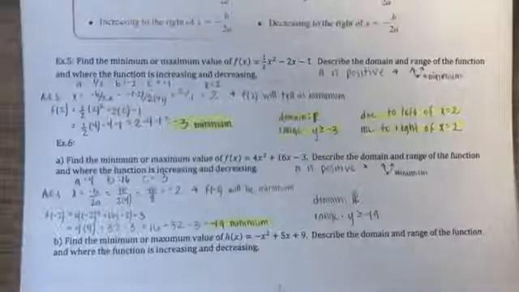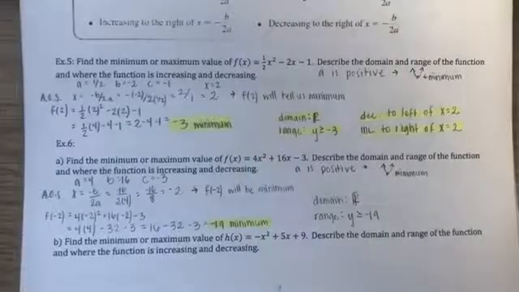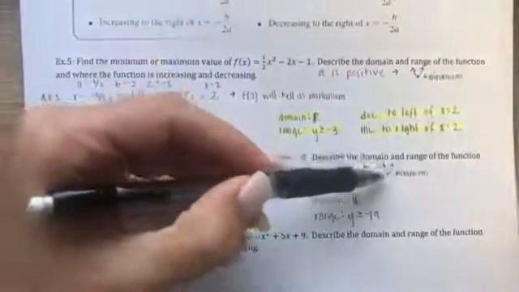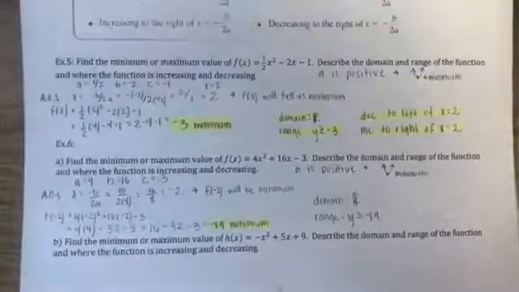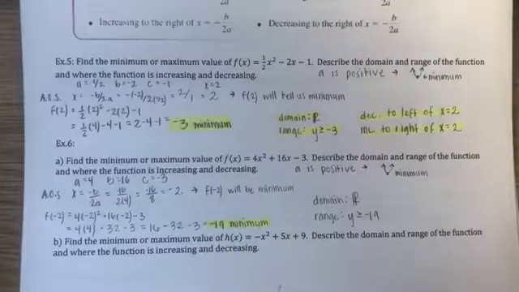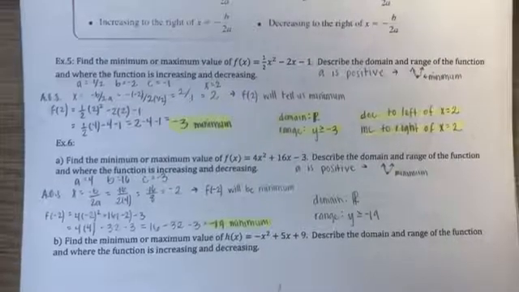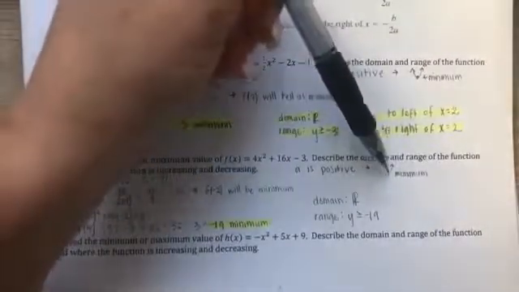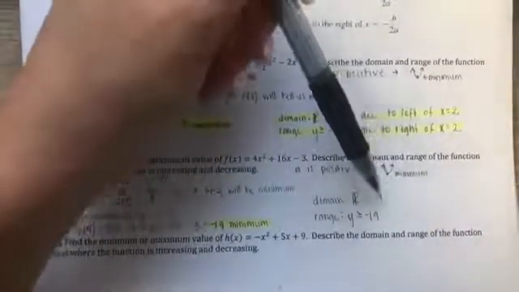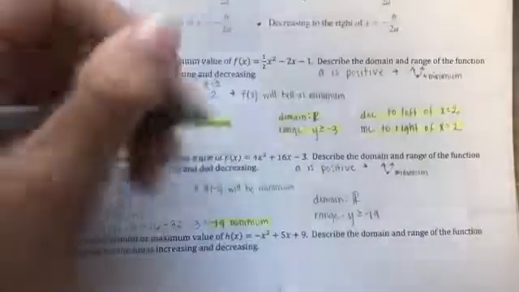And then to figure out where it's increasing or decreasing, it's very helpful to draw yourself a little sketch of it opening up if a is positive, or opening down if a is negative. So where it's increasing or decreasing is also going to be dependent on where the vertex is or where the axis of symmetry is. Because this point where it changes from decreasing to increasing is the axis of symmetry. So in this case that is x equals -2.